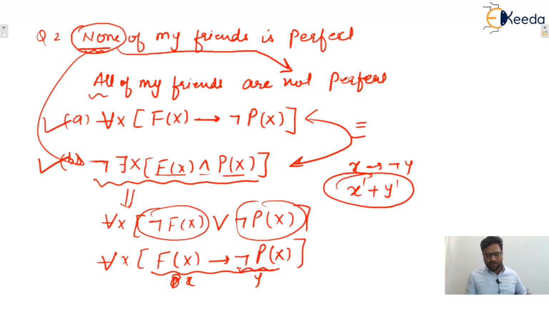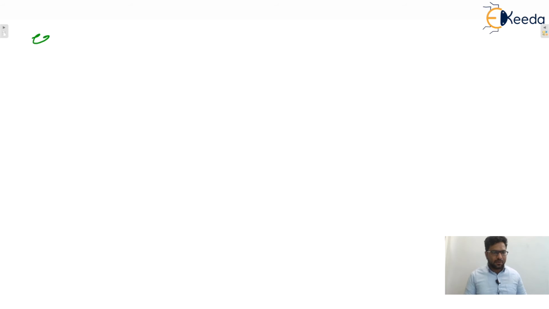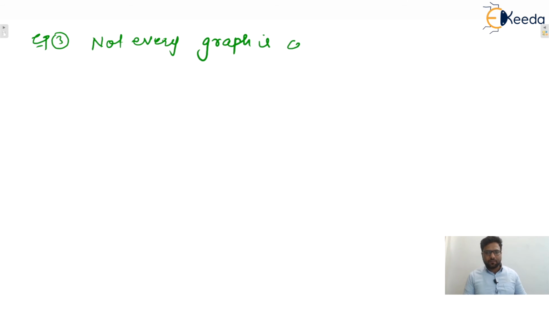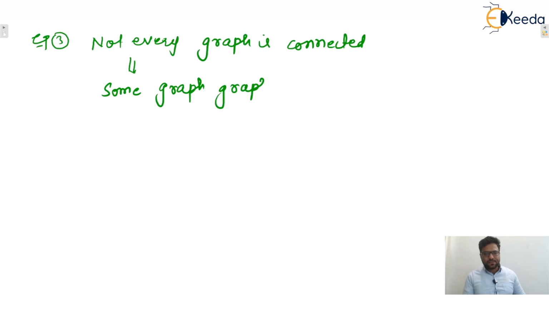Let us consider one more. Let us consider the next one. Let's say third example: not every graph is connected. Not every graph is connected. Now you only tell me. Not every graph is connected means we can say that some graphs are not connected. Not every. Some graphs are not connected.